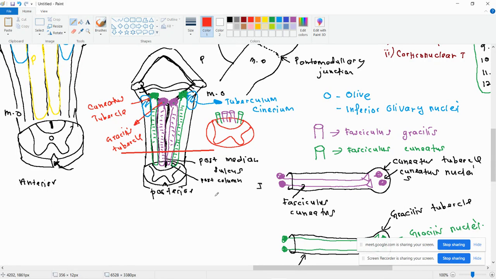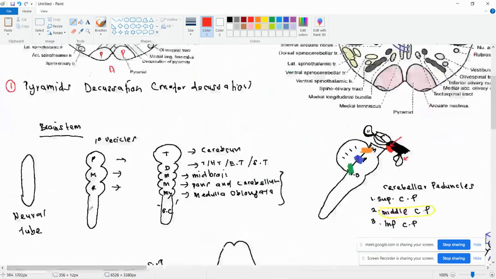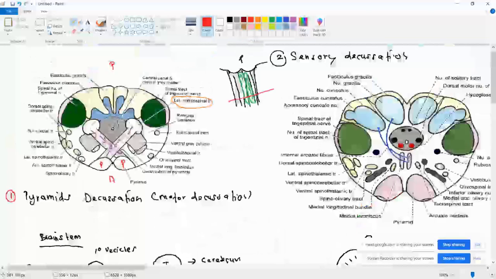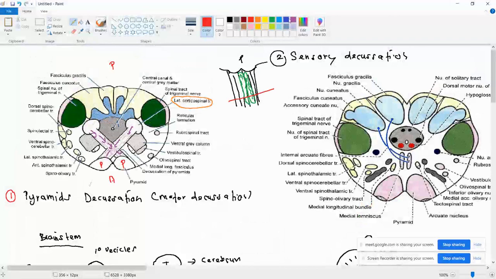Do you understand, class? That's why when we cut your medulla oblongata this way, posteriorly, absolutely you can see these two tracts. Medially, fasciculus gracilis, and laterally, we have fasciculus cuneatus. This is the continuation of the posterior column of the spinal cord, because in the spinal cord you also have fasciculus gracilis and fasciculus cuneatus, class.